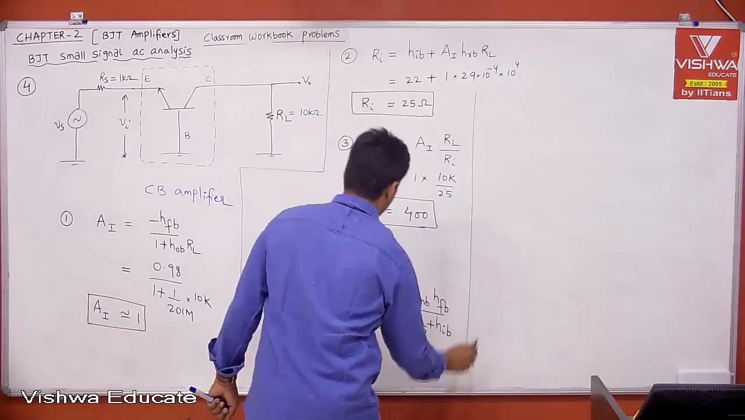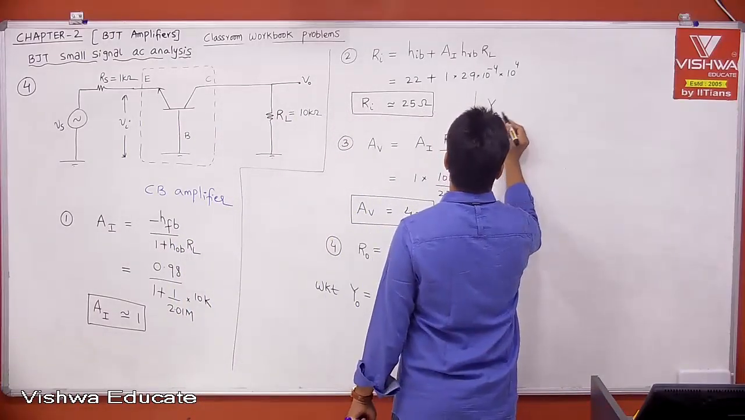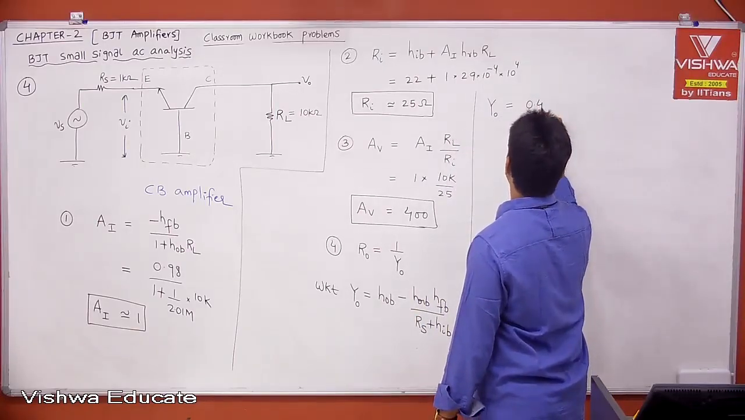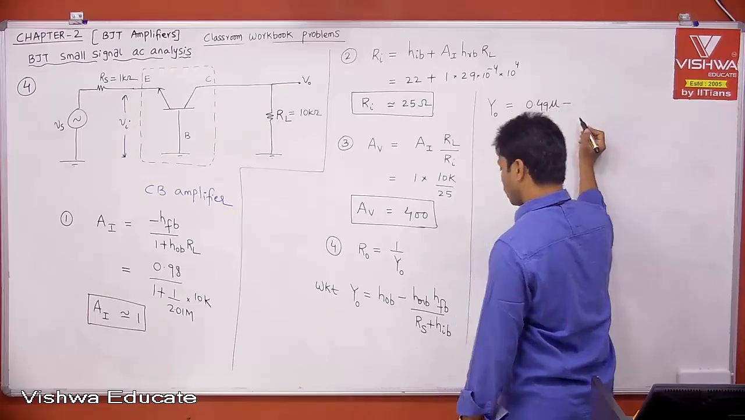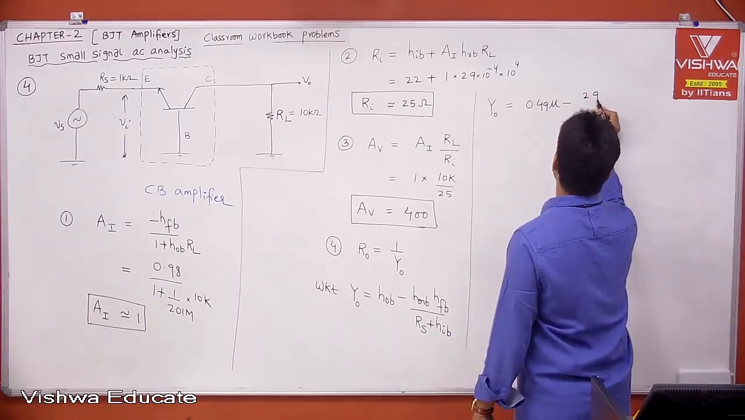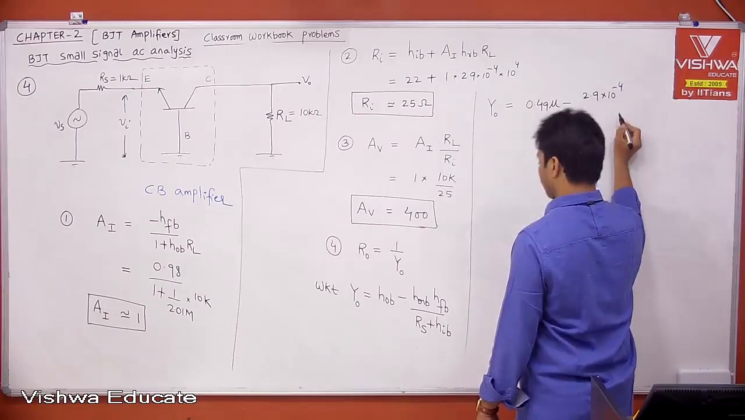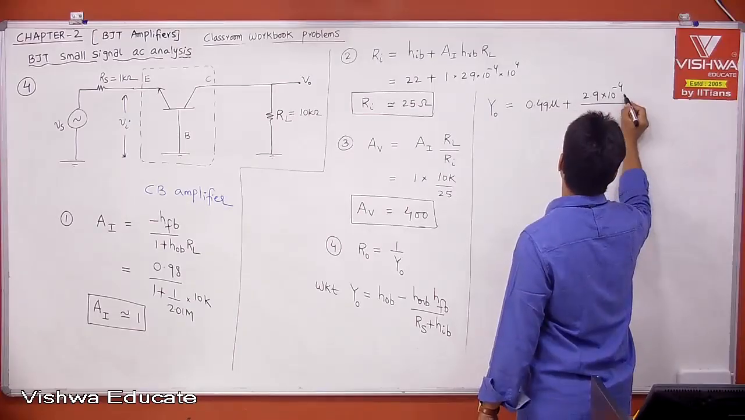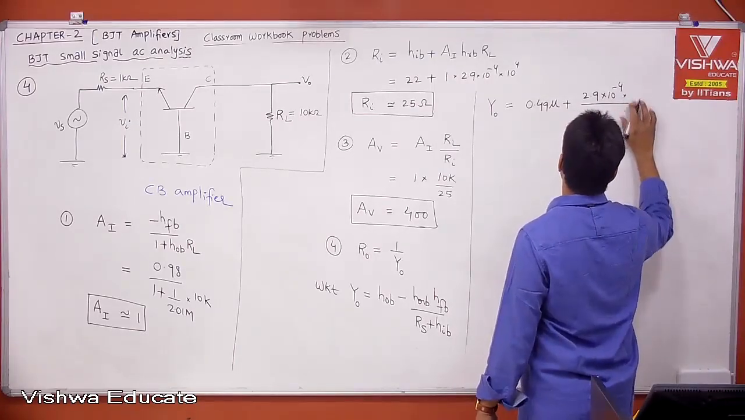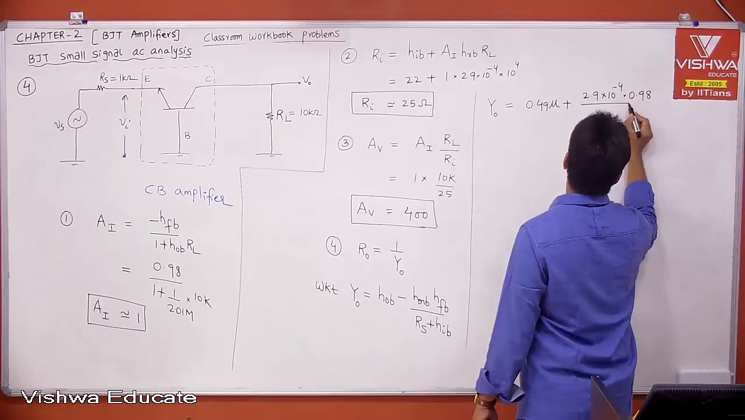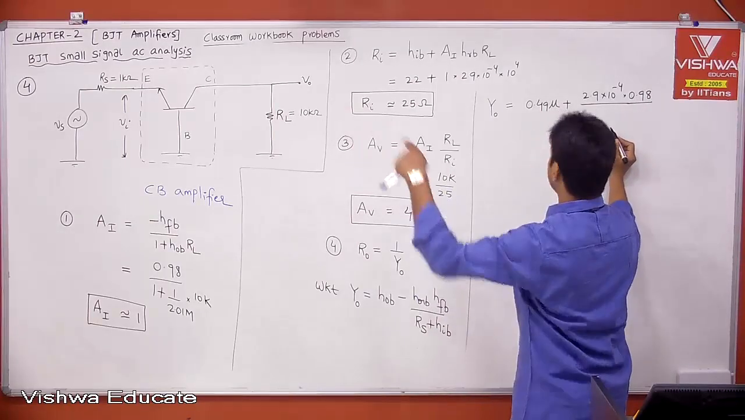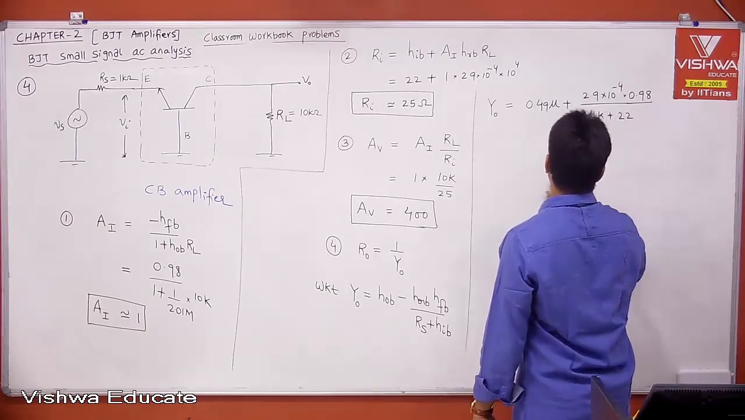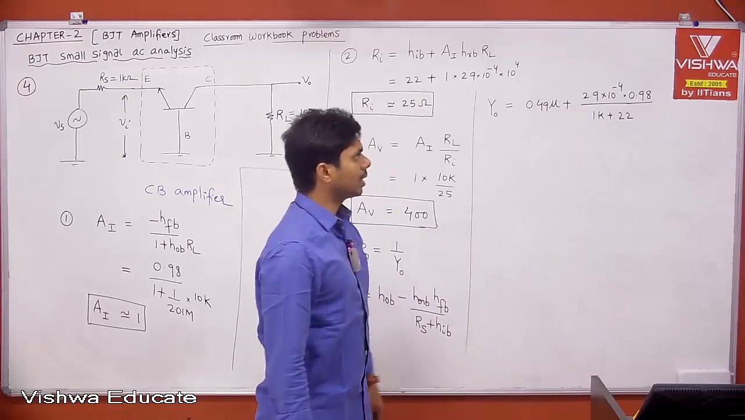Therefore, what is Y0? Y0 is equal to HOB. What is HOB? 0.49 microampere per volt minus HRB, 2.9 into 10 to the power of minus 4. HFB approximately equal to 1, but minus, then it has become plus. I am taking it approximately equal to 1, strictly speaking 0.98, divided by RS, that is 1 kilo ohm, plus HIB 22 ohm. Therefore, can I neglect 22 ohm with respect to 1K? Yes, I can neglect it.